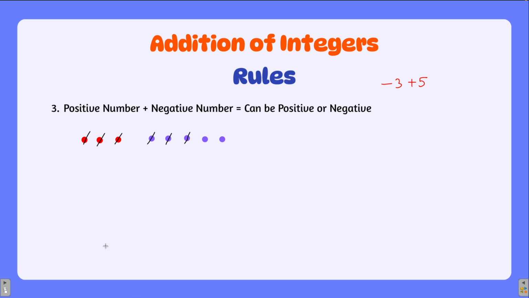So now what are we left with? We will be left with just 2 positive balls. So here we can say that -3 plus 5, that is a negative number plus a positive number, gives us a positive number.